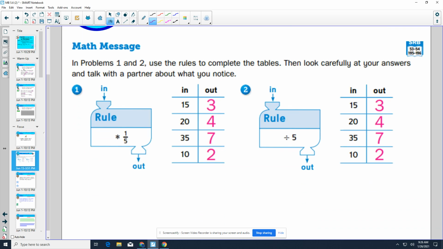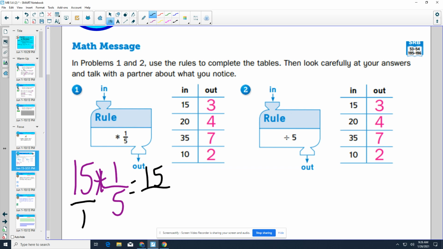All right, you should have worked out these problems already, so let's go through and look at them. It says use the rule, multiply by 1/5. And over here it says divide by 5. If we multiply by 1/5, we do the n times 1/5. I always like to put my whole number over 1 when I'm multiplying fractions. So I get 15 multiplied by 1, which is 15, and then 1 multiplied by 5. I don't want to leave it as an improper fraction, so I say 15 divided by 5 is 3. I do the same strategy for each of these, and I get 4, 7, and then 2.